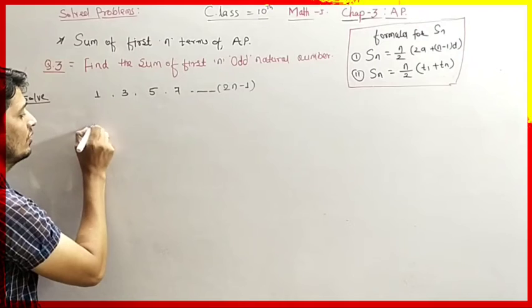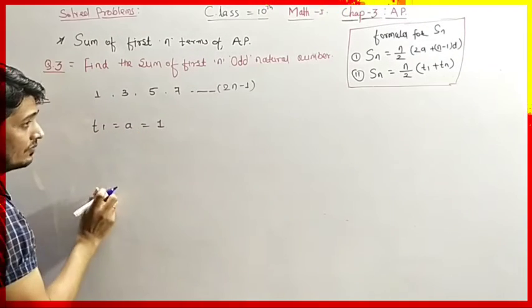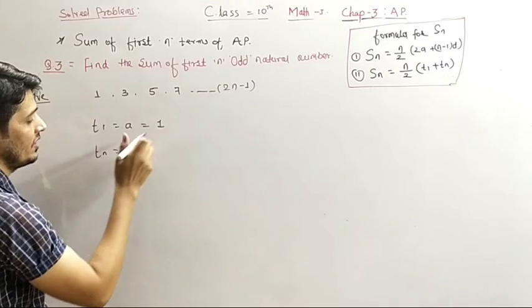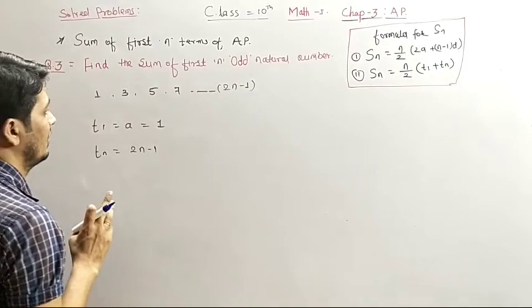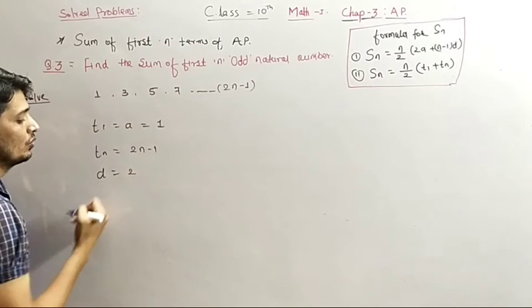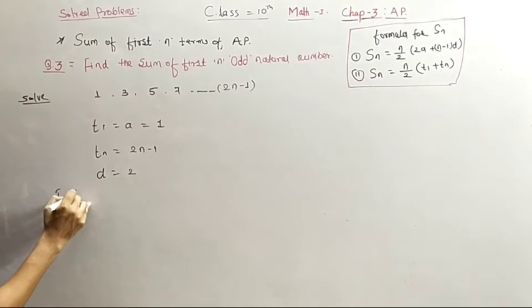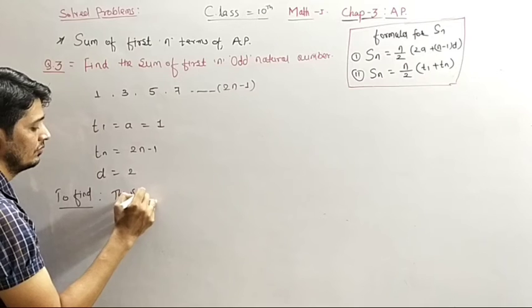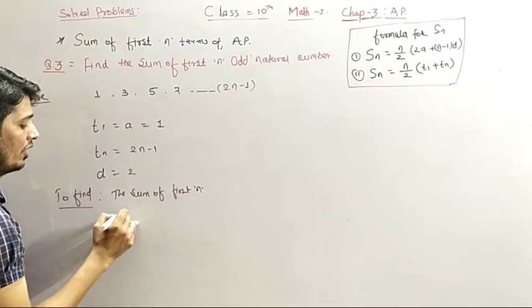So here we have t1, that is a, which equals 1. Then we have the last term, tn. What is tn? It is 2n minus 1. Then we have d. What is d? 3 minus 1 is 2. So d, that is the common difference, is 2. Now we have to write to find: the sum of first n odd numbers.